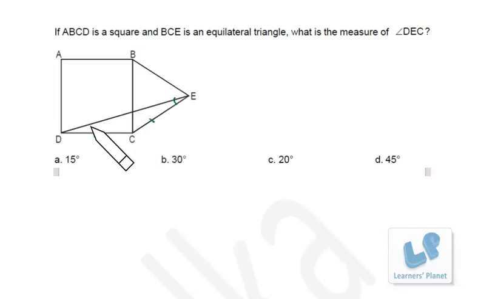That means this angle will be equal to this angle, right? And this angle is what? This is 90, angle of this square, and this is 60. It's an equilateral triangle, so this is 60. So 90 plus 60, this is 150. Okay, so in triangle DCE, if this angle is 150 and these two sides are equal, that means these two angles are equal. That means both of them together are 30 degrees. So individually they are 15 degrees. Okay, so very simple problem. I hope that's clear.